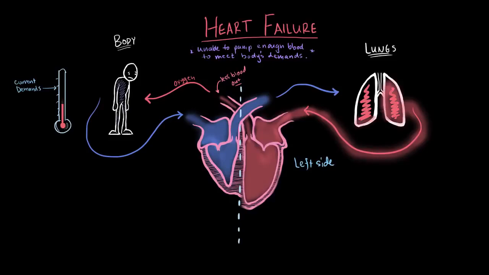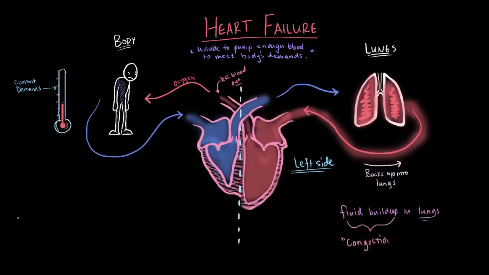What happens when they close a lane and then they only let one car through at a time? All those other cars get backed up. It's kind of the same thing. This blood gets backed up into the lungs because it's only pumping a little bit out at a time now. So a really common symptom of left-sided heart failure is fluid buildup in the lungs. This is called congestion, and it's also sometimes why we say congestive heart failure.